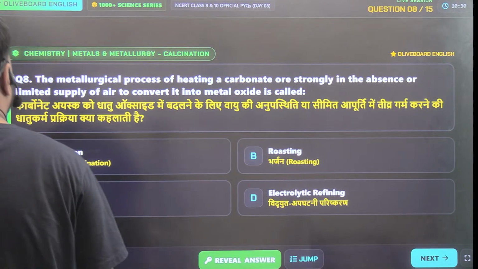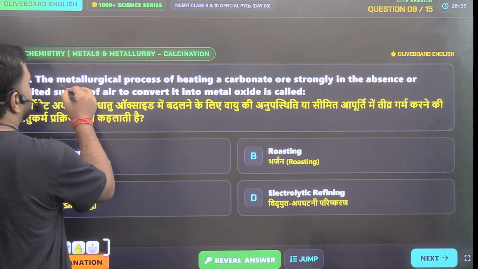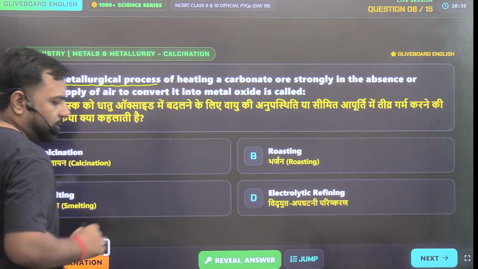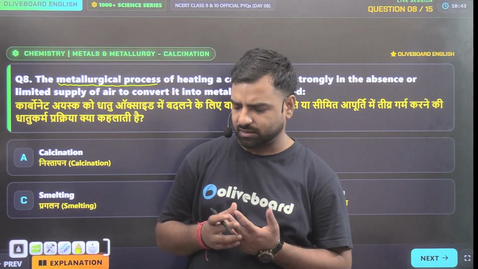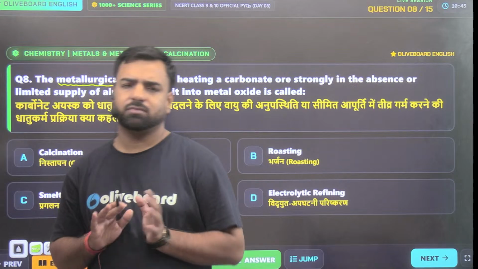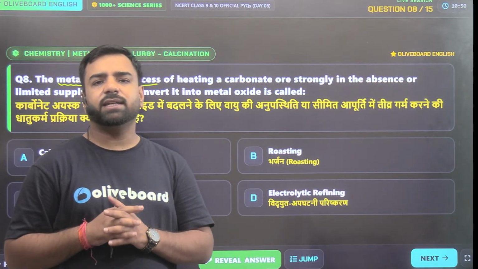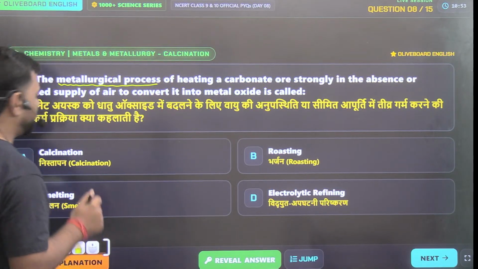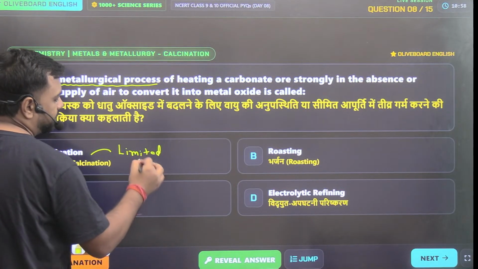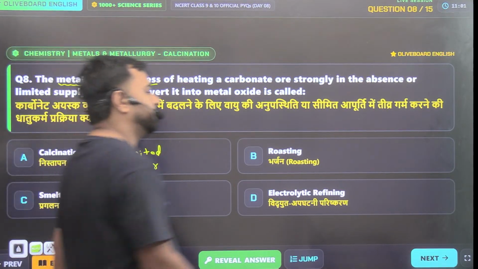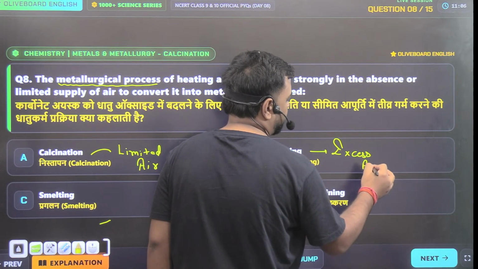Now guys, in the metallurgical process, please remember, if metals are very less reactive, in this case only heating is possible. By heating only, you can extract the metals. But if they are moderately reactive, you can go for either calcination or roasting. In the case of calcination, limited air is required, and in the case of roasting, excess air is required, right?